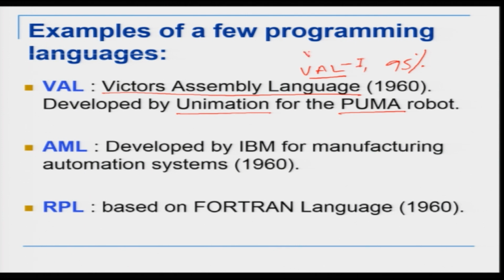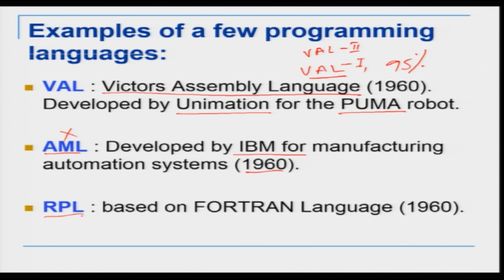We have had VAL 1, then we had VAL 2. The basic difference between VAL 1 and VAL 2 is that in VAL 2 you had sensory interface. VAL 1 did not have that much of sensory interface. The other language that was developed was AML. This was developed by IBM for manufacturing automation about the 1960s again, and today IBM does not make robots anymore. So, this language is rarely used.